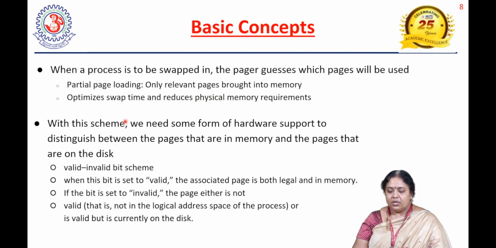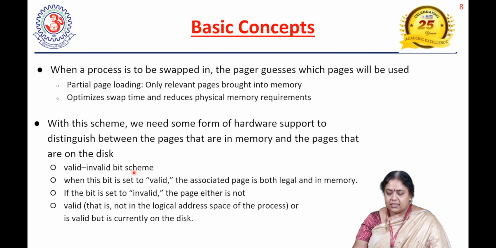In order to implement this scheme, we need some hardware support. Why do we require hardware support? We have to distinguish whether the pages are in the memory or in the secondary storage, because we are not loading the entire process into the memory. We are storing some pages in the hard disk and some pages in the memory. So there must be some distinction in order to find out the difference. Here we are going to use the valid-invalid bit scheme.